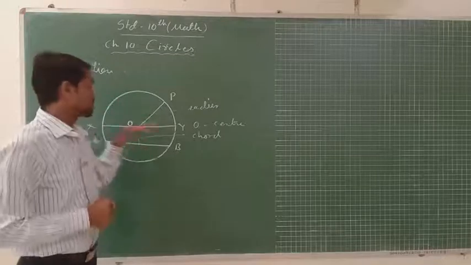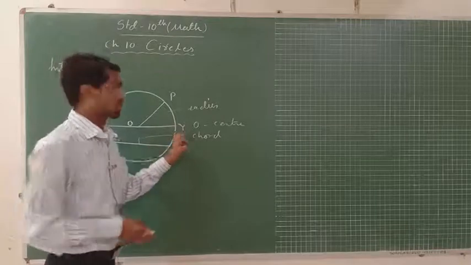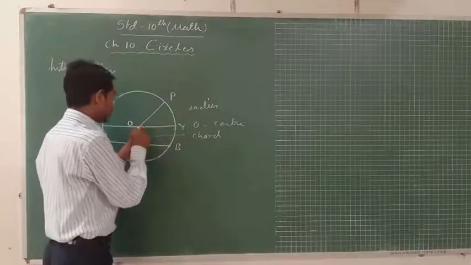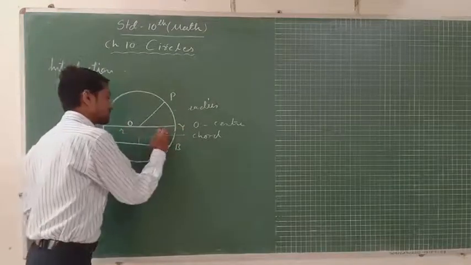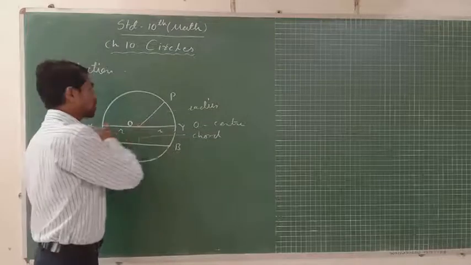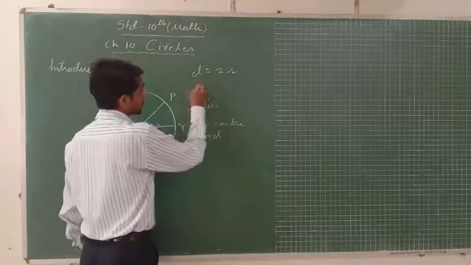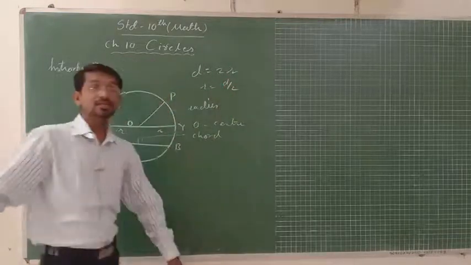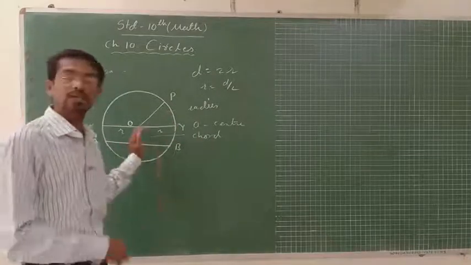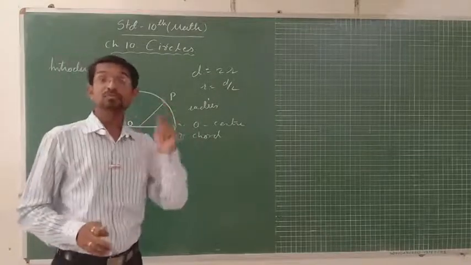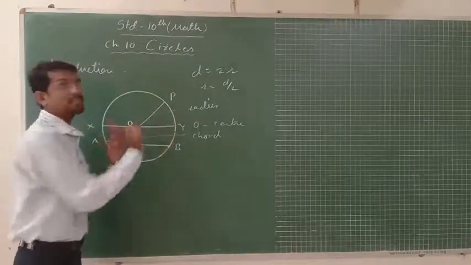That is the biggest chord, and that biggest chord is called the diameter of a circle. So XY is the diameter. And OX and OY are radii, each R. So 2R is equal to XY. Diameter is equal to 2 times R, that is, R is equal to D by 2. Radius is half of the diameter, and diameter is double the radius. So diameter is nothing but a chord, but it is the biggest chord, which passes through the center of the circle. So these are all the basic things you already know.